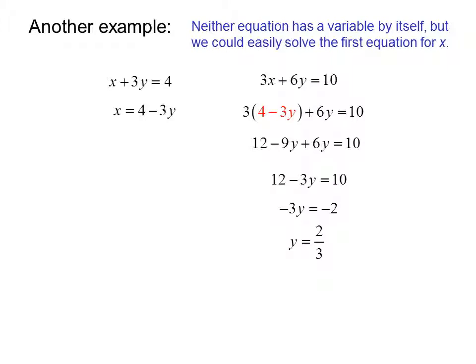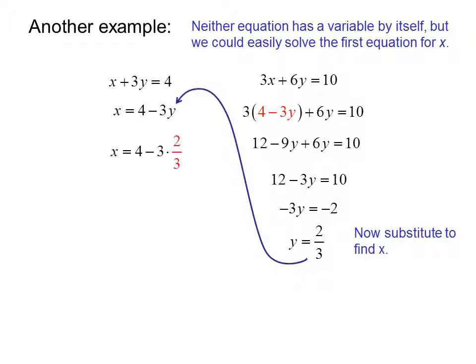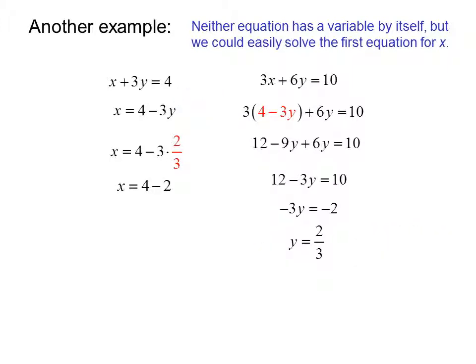Since the first equation is already solved for x, that would be a good equation to use to find x. So we substitute to find x and replace y with 2/3, giving us x equals 4 minus 3 times 2/3. Canceling a 3 gives us x equals 4 minus 2, or x equals 2. We have our answer.